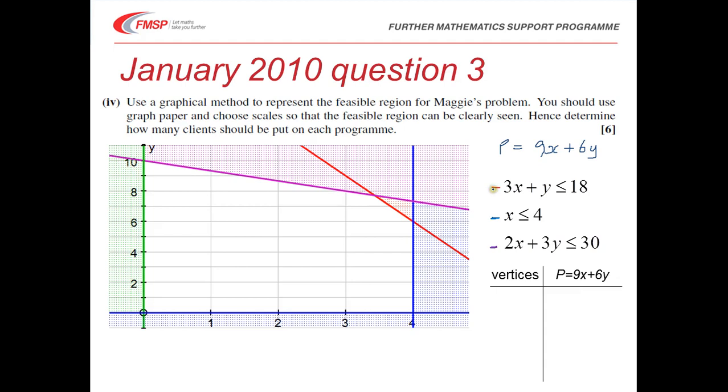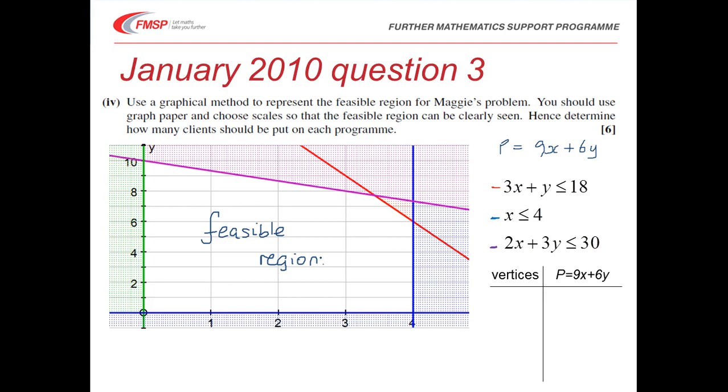And similarly up here, which is the red line, so if X is 0, Y is equal to 18, so we can't see that, and if Y is 0, X is equal to 6. Now you would have all that information on your graph, but do choose, as I say, suitable scales and make sure you can draw those. So this now is our feasible region in here. So again, just reminding you that we always shade out the area we don't want. So this is the feasible region. And what it says is we've got to determine how many clients should be put on each program.